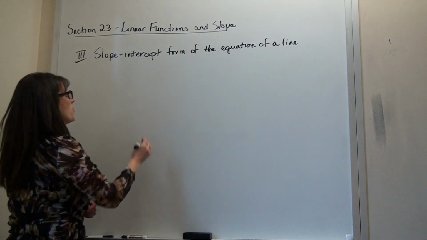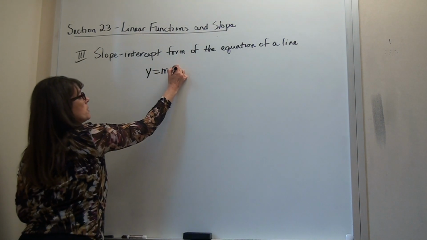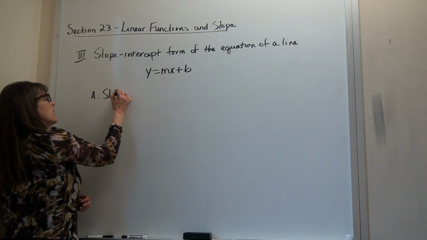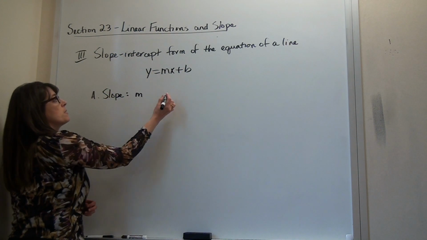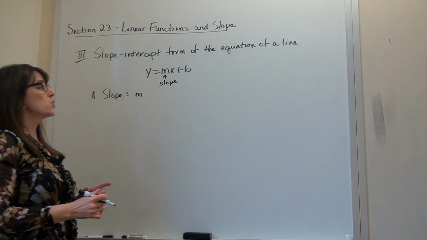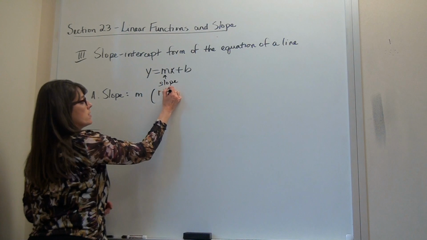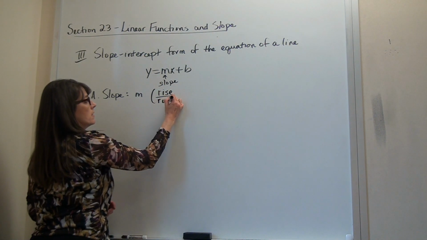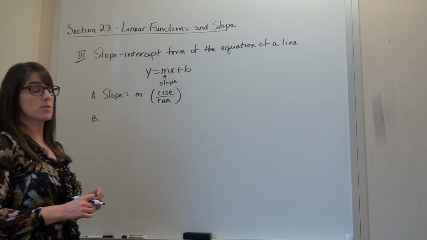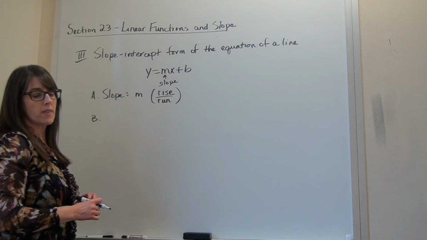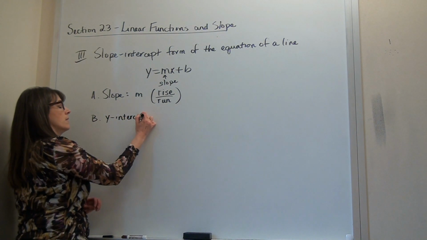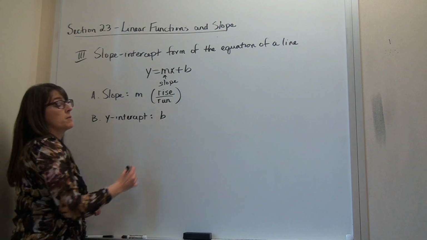Now your slope-intercept form of the equation of a line is y equals mx plus b. Within that form, we have a slope, and I said that slope is always going to be represented by that letter m. And remember, slope is that counting tool of rise over run. Didn't utilize it a whole lot in those last examples. We'll definitely use it a lot here. Also within that, you've got a y-intercept, and that y-intercept is going to be the b.